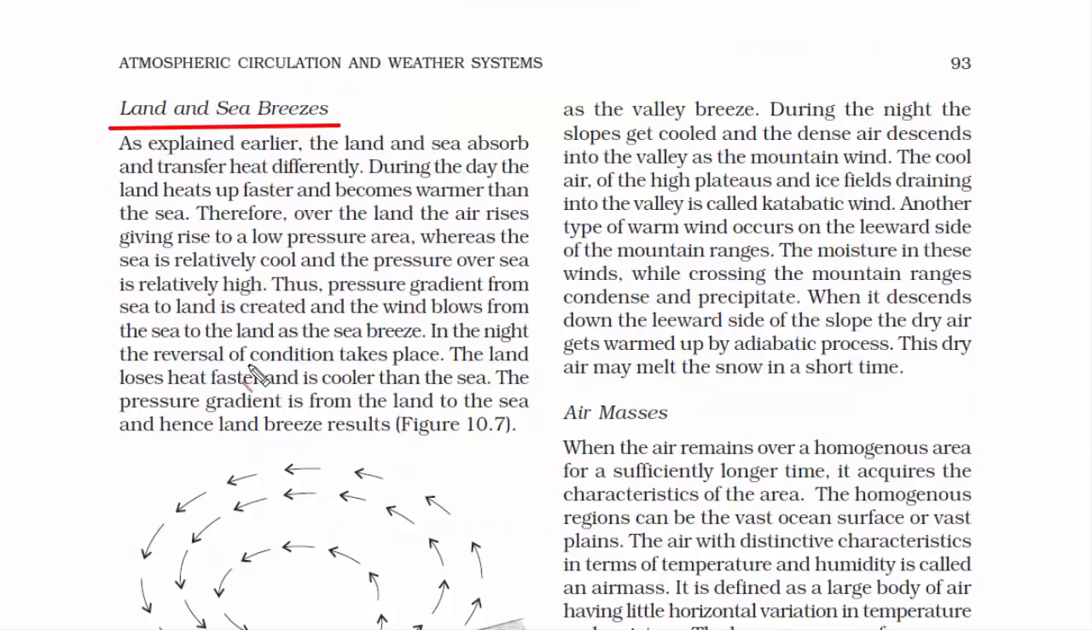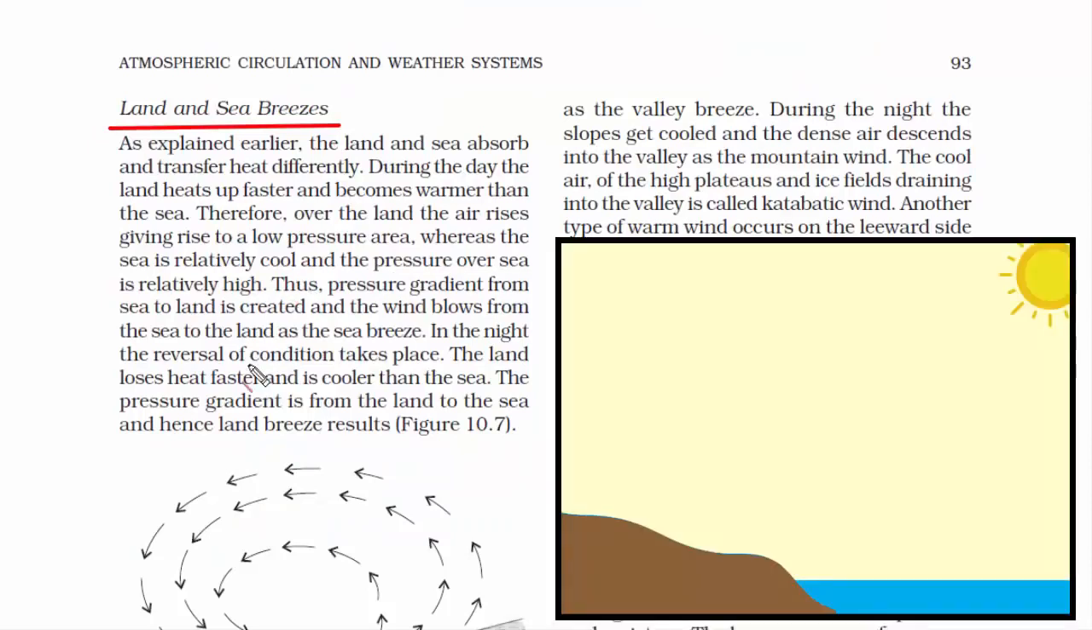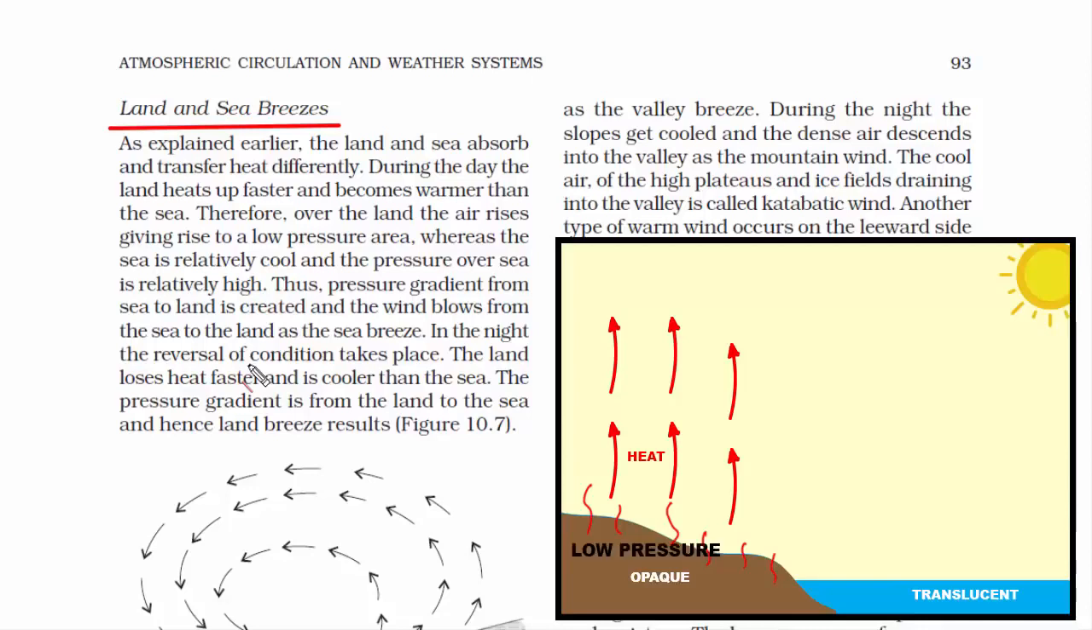This one is land and sea breezes. Now we all know that land and sea both absorb and transfer heat at a different rate. What I mean by that is, imagine a hot sunny day. The land will heat up faster than the sea. If the land heats up faster, obviously that will make the surrounding air warm. And warm air rises, and that's how a low pressure zone is created. And if you look at the sea, the temperature is cool when compared to the land, and that gives rise to a high pressure zone over the sea. Now we know that air moves from high pressure to low pressure zone. That's how during daytime, wind blows from sea to land, and we call it sea breeze.